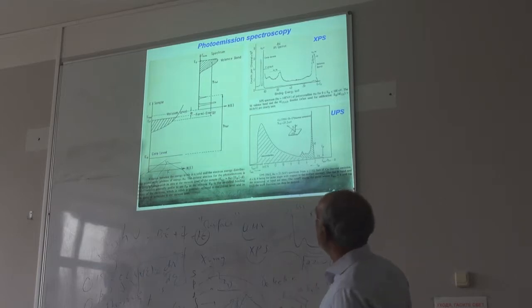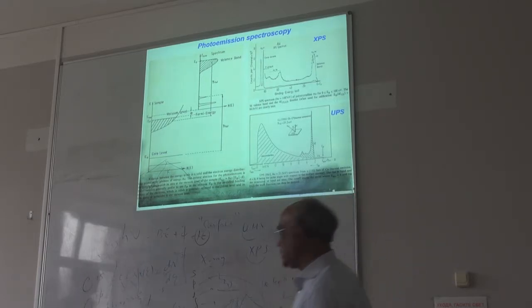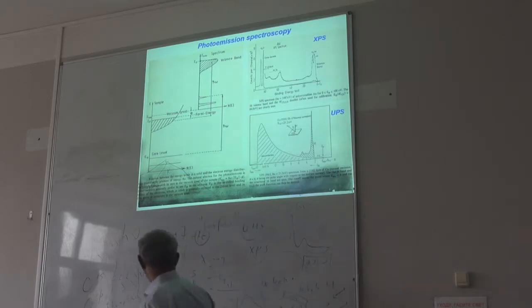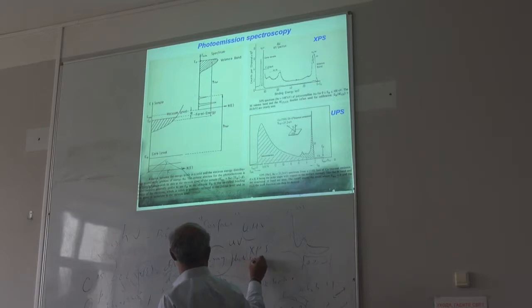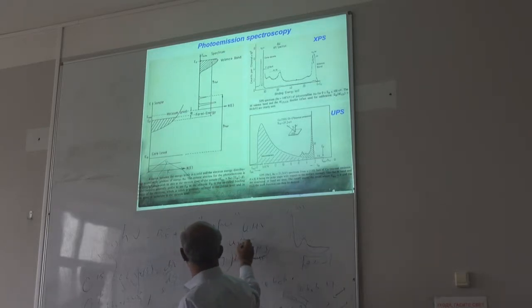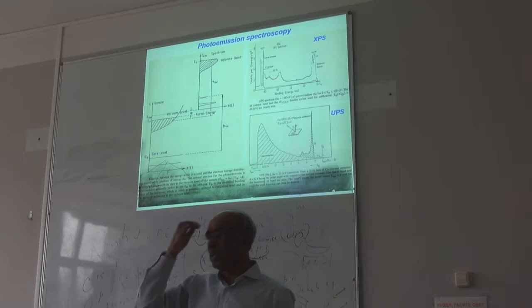So then, close to this XPS, there's another one called the UPS. UPS is, instead of X-ray, we are using ultraviolet light. So this is the X-ray photoemission, that is XPS. UV photoemission is for the UPS.